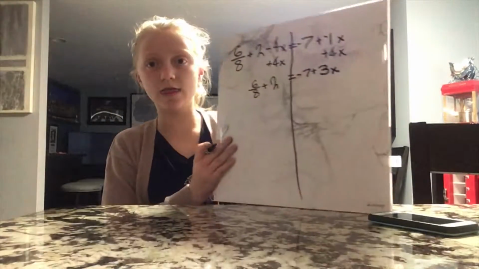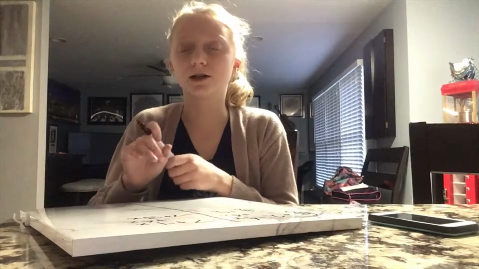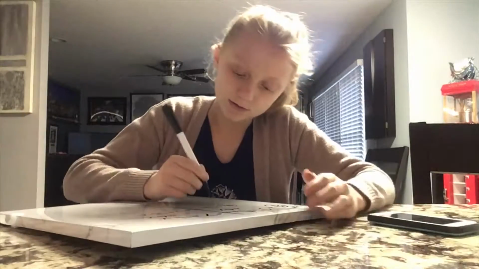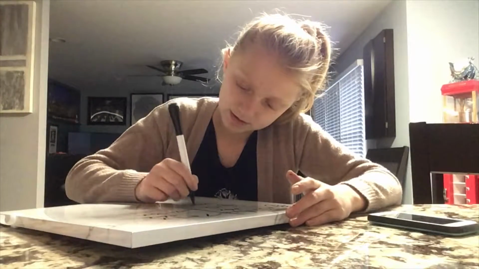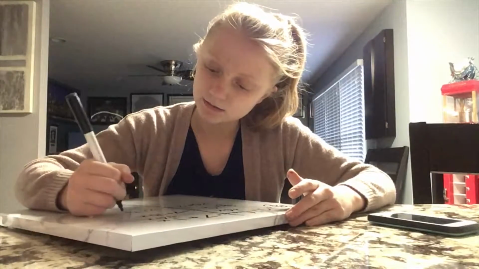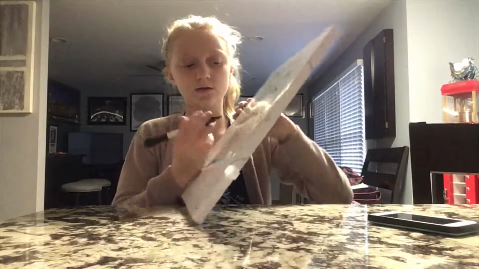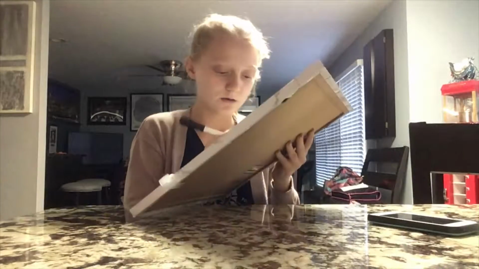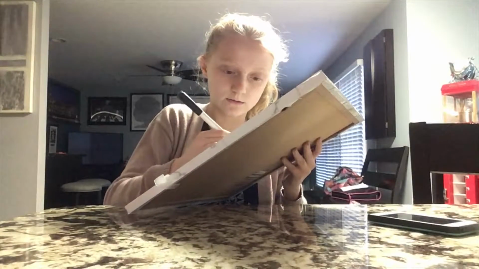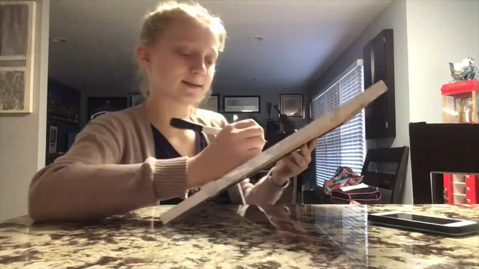So now that we've done that, you could use it with the fraction. What I usually do, because sometimes I can get a little confused if fractions are off, is take it out of fraction and put it into decimal form. So that would be 6 divided by 8, and I already looked it up, and that would be 0.75. So 0.75 plus 2 equals negative x. And now we're going to do 0.75 plus 2, which would be 2.75 equals negative 7 plus 3x.